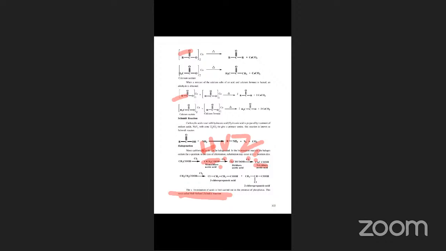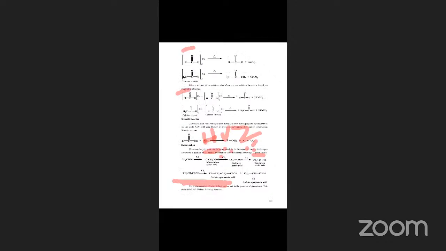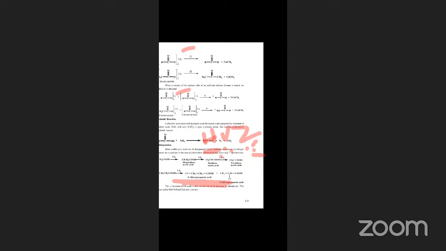Sir, are these three chemical properties enough? Schmidt reaction, ester formation, or HVZ. These are enough, but the name reactions are more: the ester reaction, Rosenmund reaction, and Hunsdiecker reaction. These are all important for short answers. That's why I'm saying only name reactions. You have to study the name reactions. These are all for short answer questions.